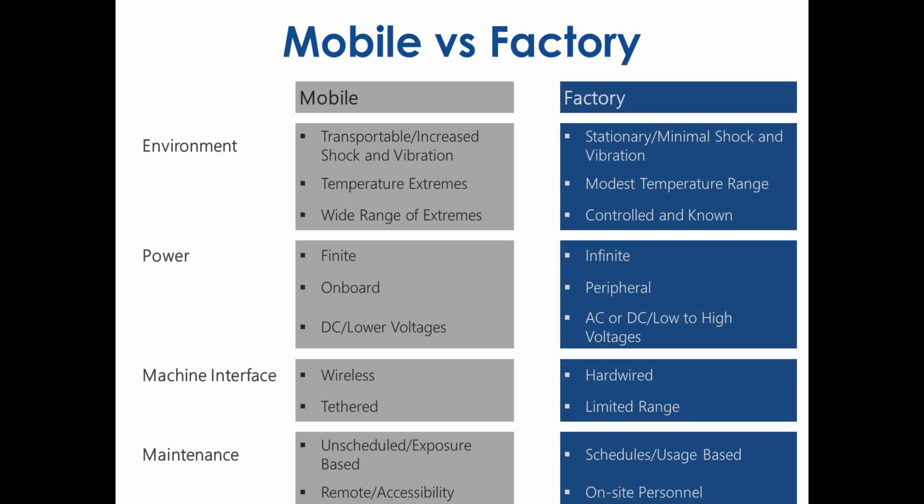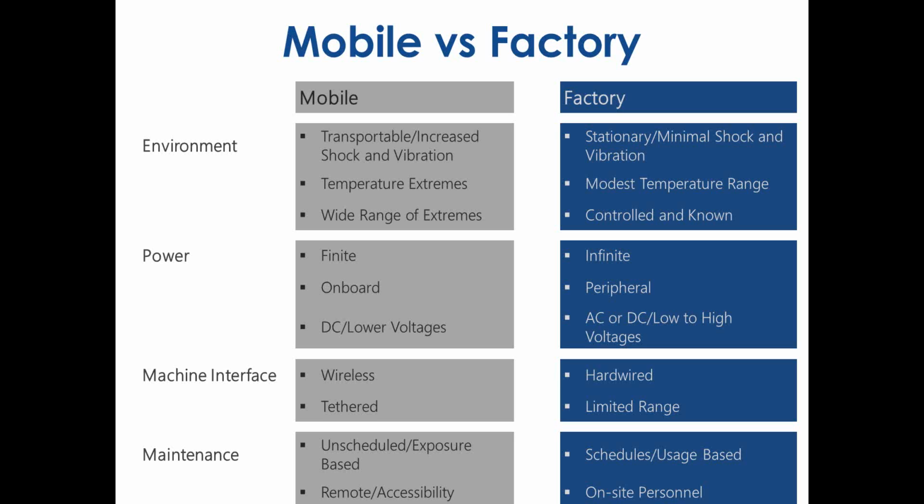And on your mobile platform, you're looking at typically lower voltages and DC power, where in a factory you can pick from AC and DC, and you can pick for many different voltages on your AC side. You can select what is best for your application. Your machine interface, typically in a factory, is going to be hardwired. There's some wireless that's really gaining root in the process control area, but you're typically dealing with a hardwired and a limited range. On the mobile side, you're dealing with wireless or tethered systems.